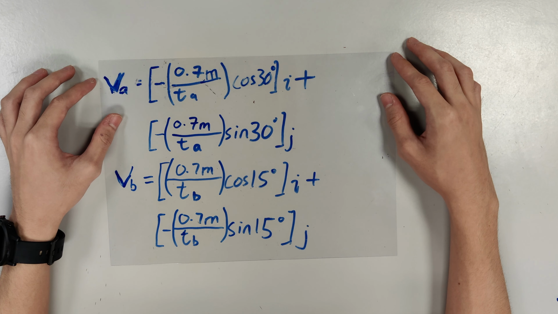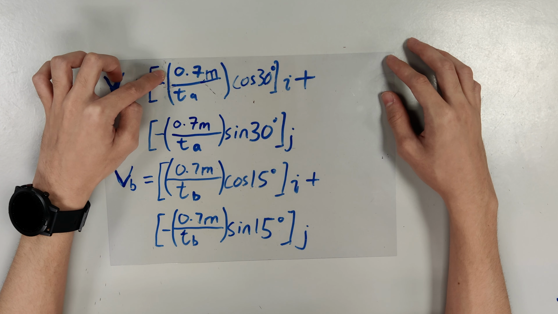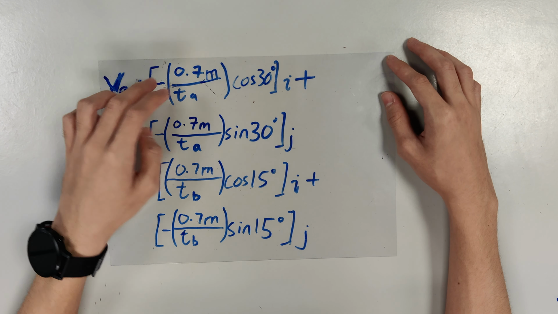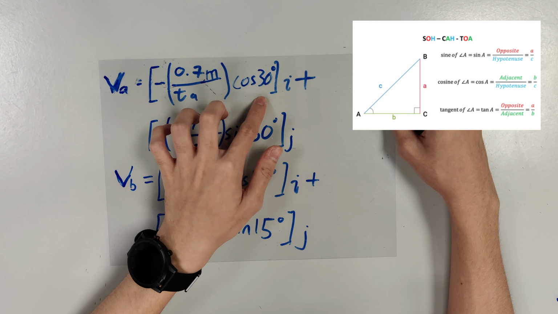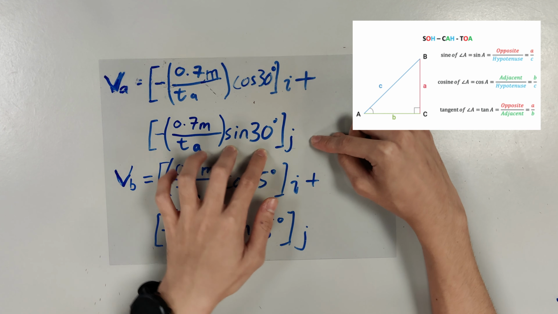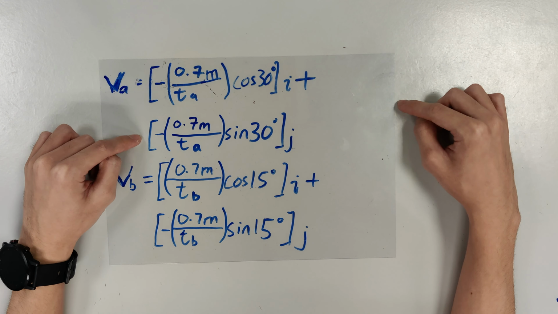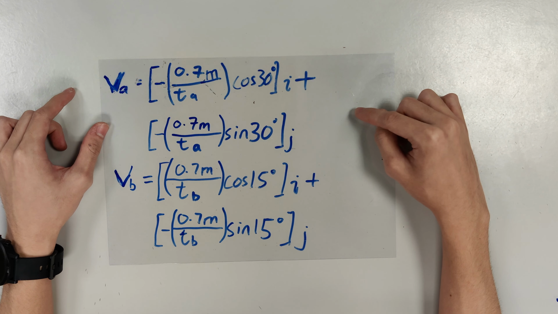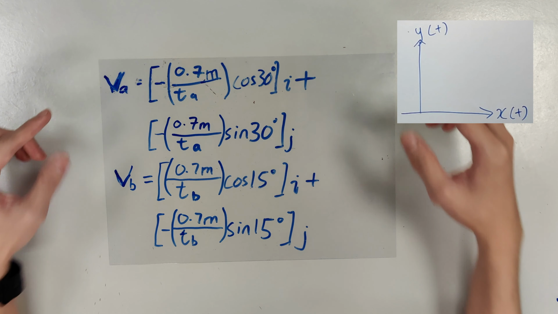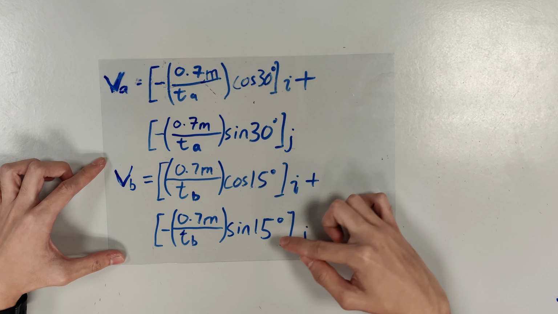Since the equation for velocity is displacement over time taken, the distance traveled, which is 0.7 meters or 70 centimeters in our case, is divided by the time taken to travel that distance, and multiplied by cosine 30 degrees for the i component, and also multiplied by sine 30 degrees for the j component. However, the negative signs must be used because we have taken our experiment where the x component is positive in the right direction, and the y component is positive in the upwards direction. The same can be seen for velocity of B, but using the angle of inclination 15 degrees for both cases.